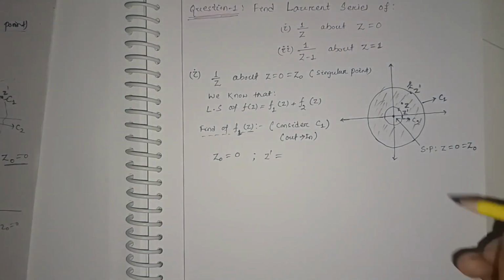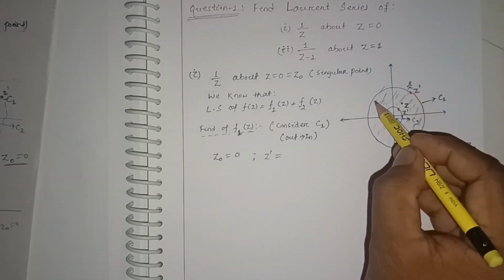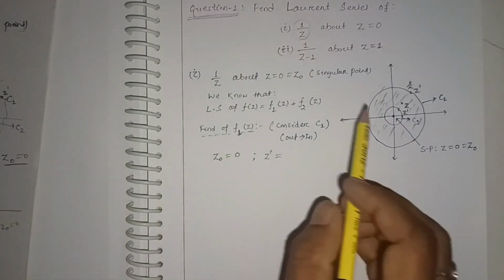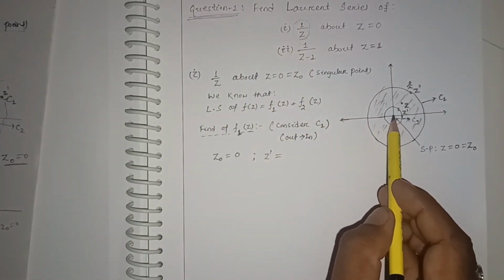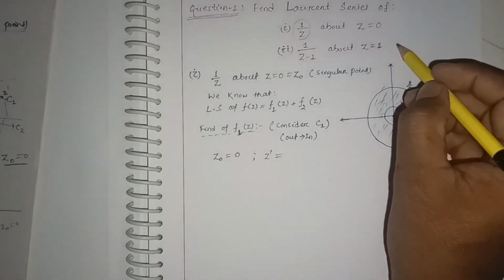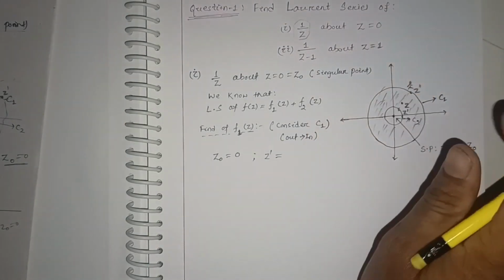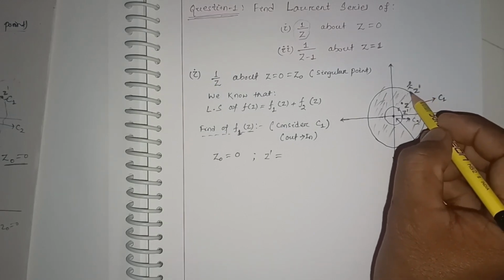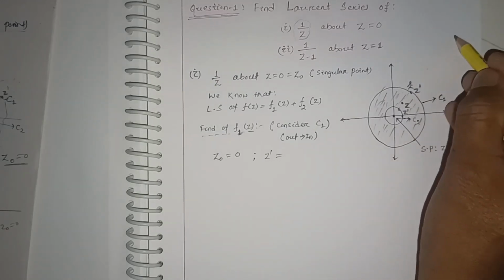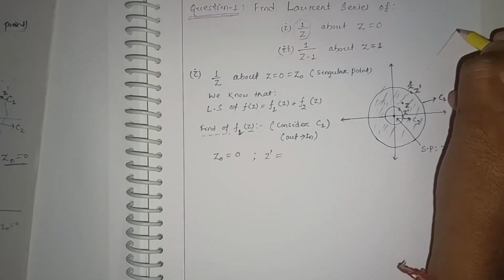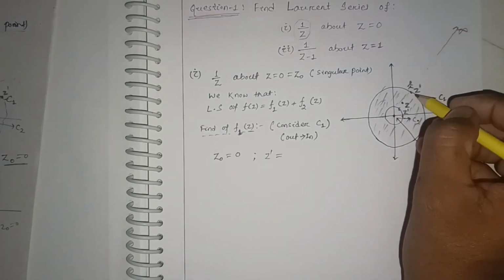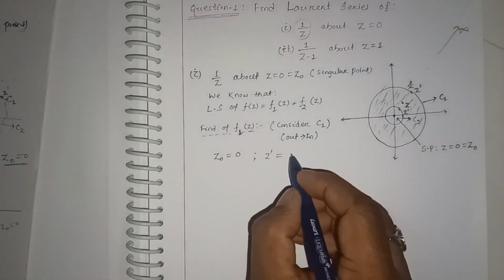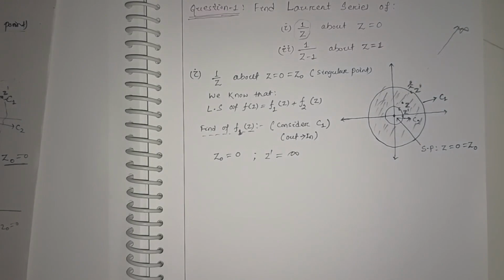Here we consider this one is the circle C1, but for this particular function 1 by z, only z equal to 0 is the singular point. Except z equal to 0, any point will be analytic. That means this z dash can be taken here, here, here, or can be taken infinite itself. So this z dash can be at infinite distance. So z dash will be considered as infinite for this case.